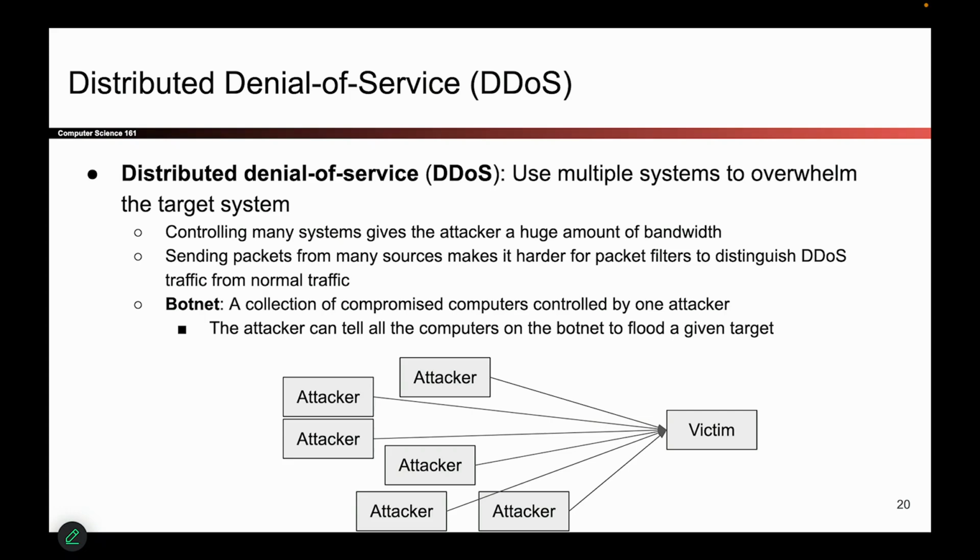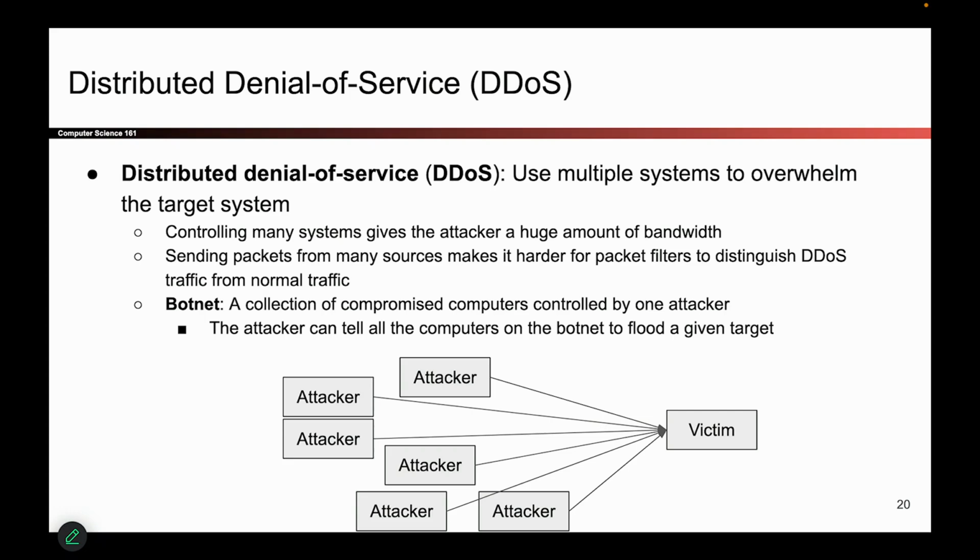So in all of our attacks so far, we've just been thinking about one attacker going after a server. But distributed attacks involve a whole bunch of attackers, or maybe a whole bunch of computers operated by the same attacker, all targeting the same server. So it's many people attacking one victim.